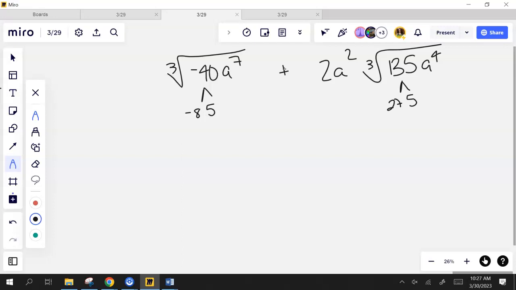I'm just looking at my numbers right now, splitting those up first. They're both cube roots, so I'm looking at powers of 3 that I can split this up. I would say -2. And I'm still not even done splitting up because I've got these variables in here also.